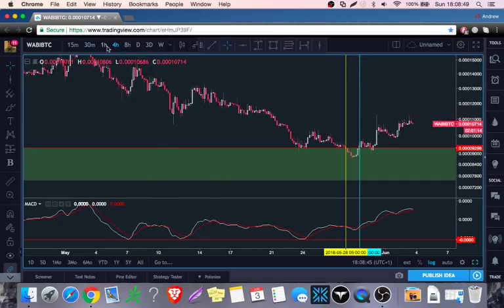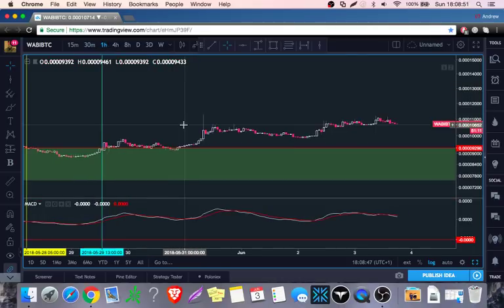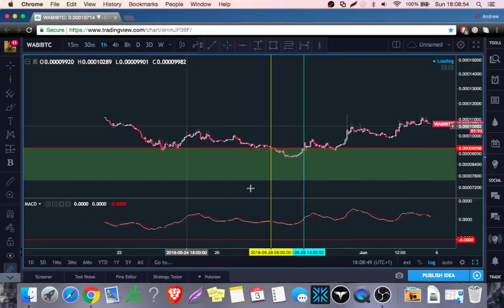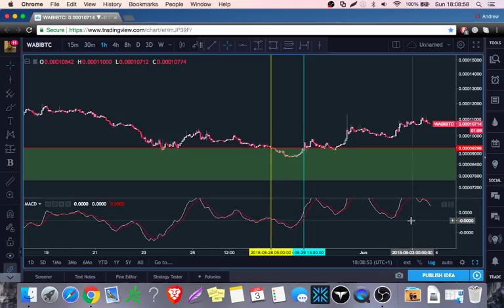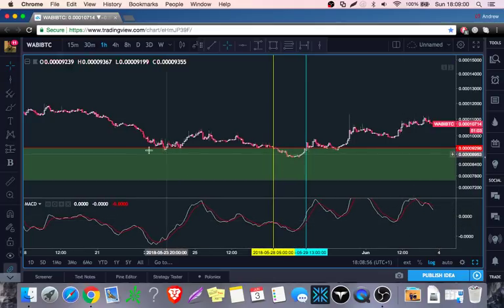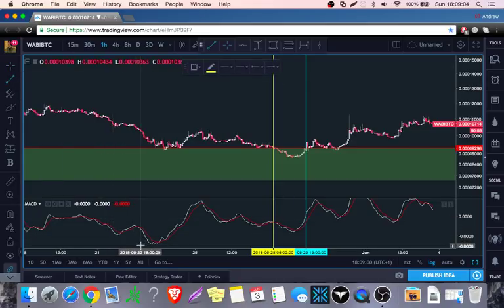So you want to hop onto the hourly chart now. And now you're looking for another bullish divergence on the hourly to get an even more precise entry. So this was the low here on this candle, on this region here of the MACD, and as you can see, this was the low here on the MACD.